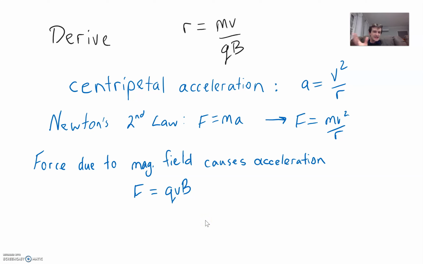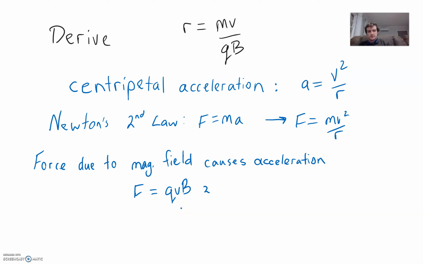Notice there's no sine theta here, because if I did include the sine theta, I should immediately realize that for a circular path, the velocity is at right angles to the magnetic field. So the angle theta ends up being 90 degrees, sine theta is just 1, and we end up getting back to just qvB. For the case of circular motion in a magnetic field, this is true. So F equals qvB is the force due to the magnetic field, and then we're going to combine this equation.